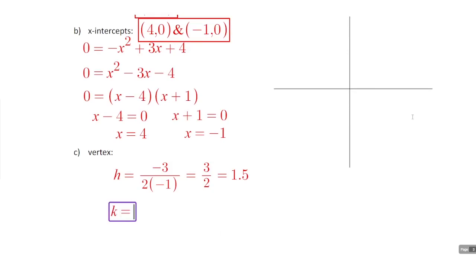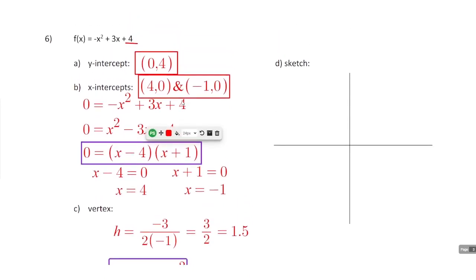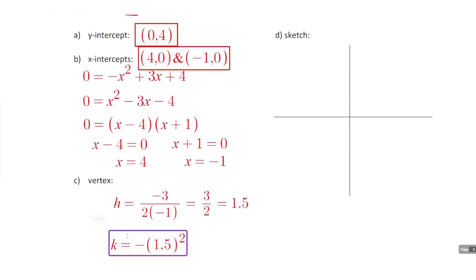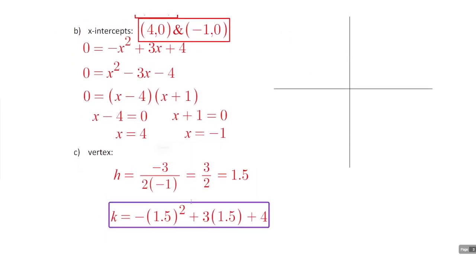Okay, let's go ahead and plug in the 3 halves everywhere. So we have negative 1.5 squared. Let's see what the rest of the equation was here. Plus 3x. Okay, so plus 3 times 1.5 plus 4. And I'm definitely going to put this one in the calculator here. So negative, and then open up a set of parentheses, 1.5 squared, plus 3 times 1.5 plus 4. And that gives me 6.25.